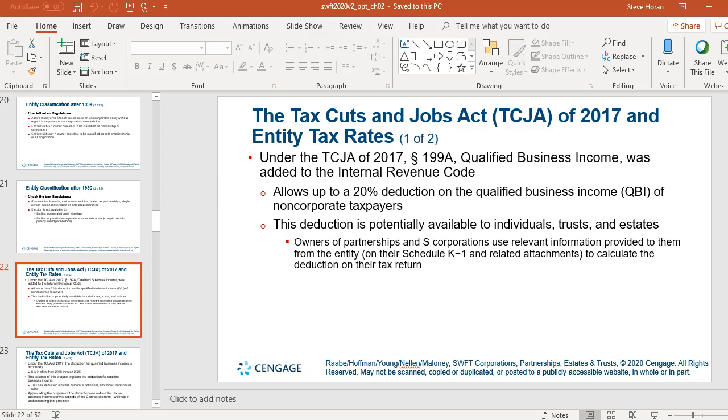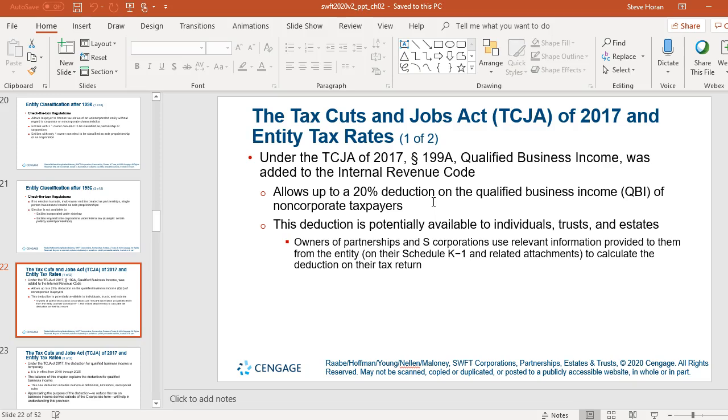But a lot of businesses that are very profitable and are in the economy are not corporations. The goal was to give those non-corporate businesses a tax break. So Congress came up with the QBI, Qualified Business Income. It allows up to a 20% reduction on QBI of non-corporate taxpayers. So that's everything else: partnerships, S-corps, sole proprietorships, LLCs, and so on, all the pass-throughs.